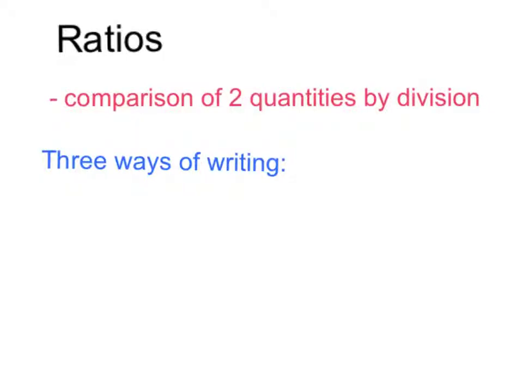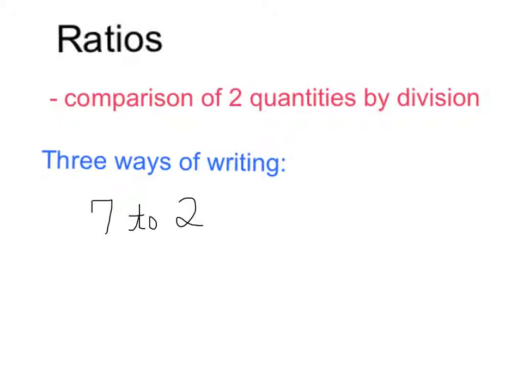Hello and welcome to this video in which we're going to review ratios. A ratio is a comparison of two quantities by division. And we have three ways of writing this. So for example, I might say that it's a 7:2 ratio. It might be 7 girls to 2 boys, and that's the ratio of girls to boys.